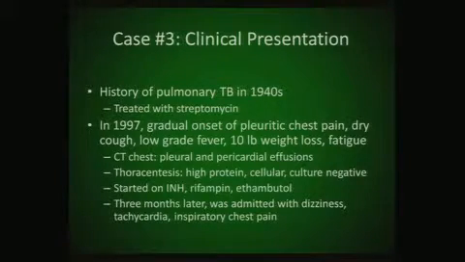In 1997, she noted the gradual onset of pleuritic chest pain, dry cough, low-grade fever, and a 10-pound weight loss. I'm not sure she even revealed that she had been treated for tuberculosis at the beginning of her illness because she didn't make the association. But very shortly after she became sick, she had a CT of her chest, which showed both pleural and pericardial effusions. She had a thoracentesis, which had high protein, a predominantly lymphocytic cell count, and was culture negative, was cultured for everything.